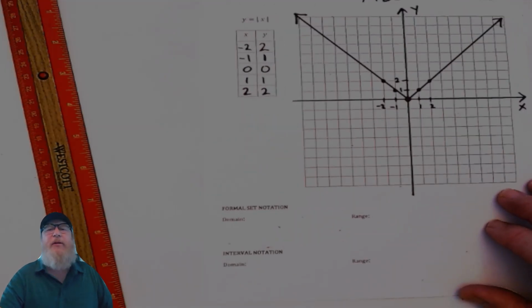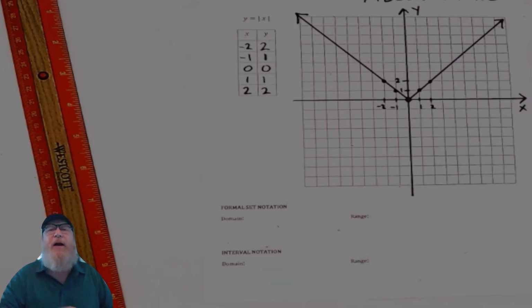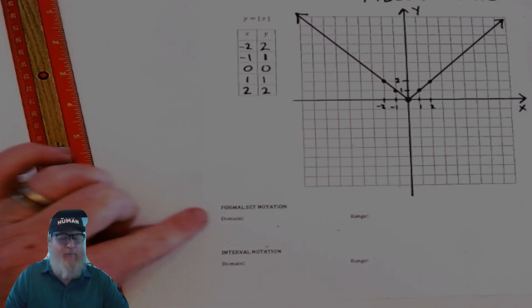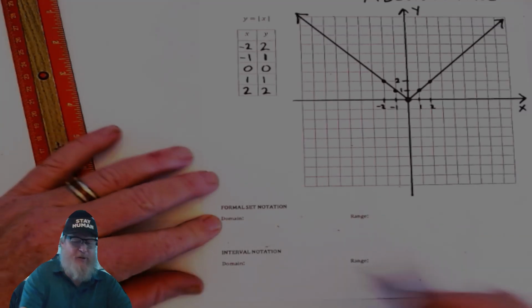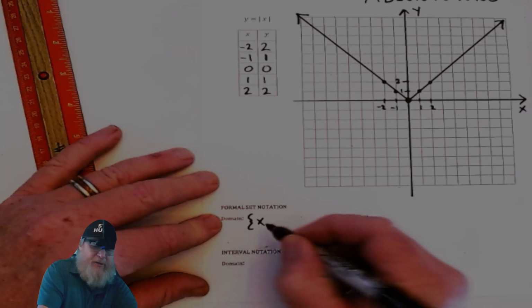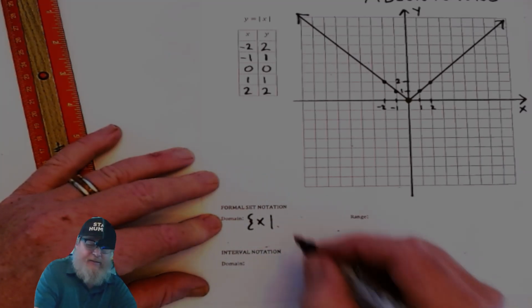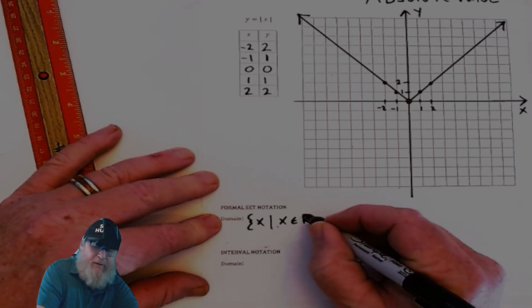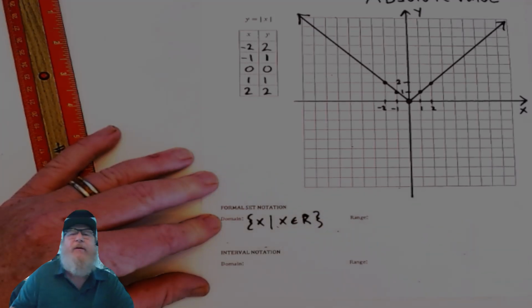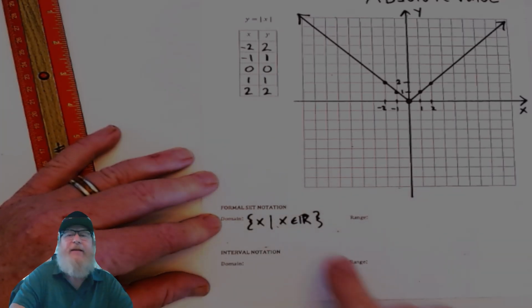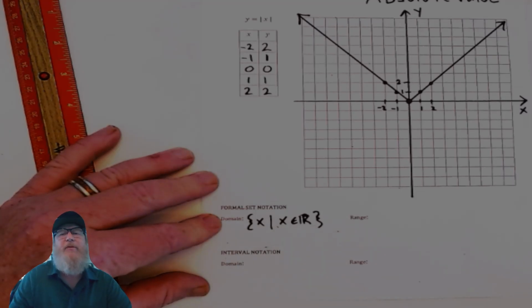All right, next we're going to look at the shape of the graph, and we're going to answer the domain and the range. You might want to zoom in on this a little bit if you can. This is the domain. In formal set notation, it's the set of all x such that x is an element of the real numbers. And sometimes we write real numbers with a fancy double-lined R. It's a mathematician's way of saying real numbers.